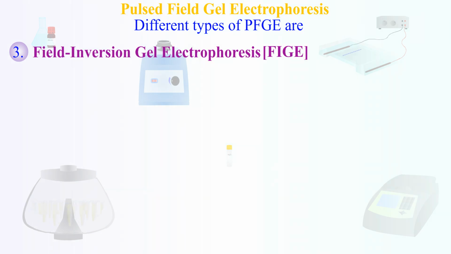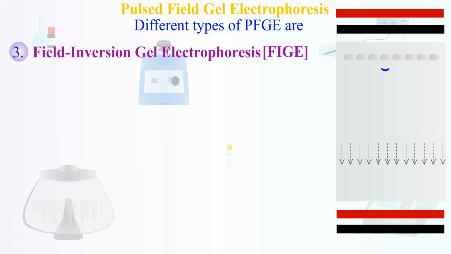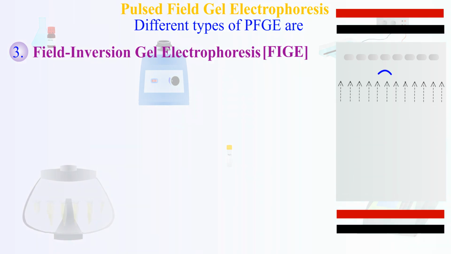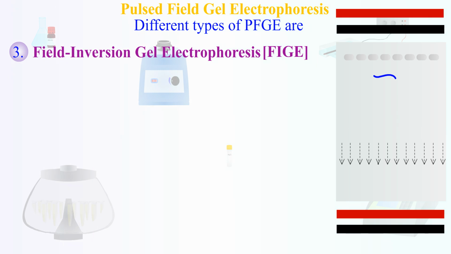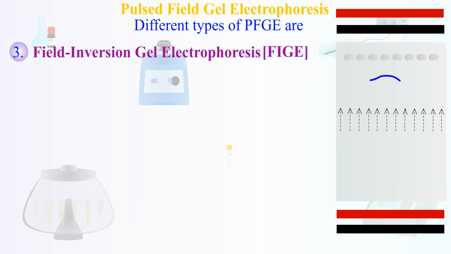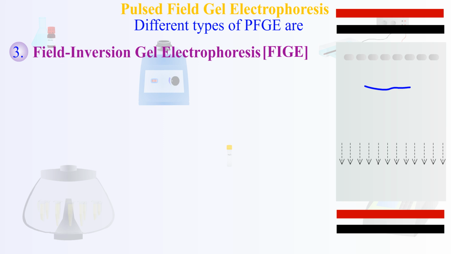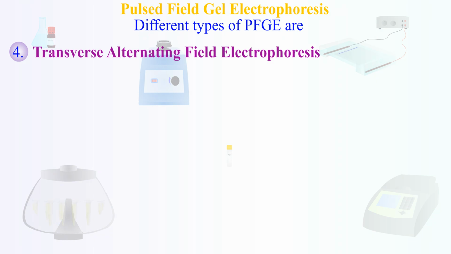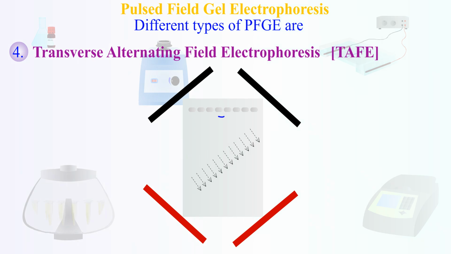3. Field-Inversion Gel Electrophoresis. Here the polarity of the electric field is varied in forward and backward direction. This method is used to separate 10 to 500 kb DNA fragments. 4. Transverse alternating field electrophoresis. The electric field will vary at a 90 degree angle. This will separate the DNA faster with high resolution.